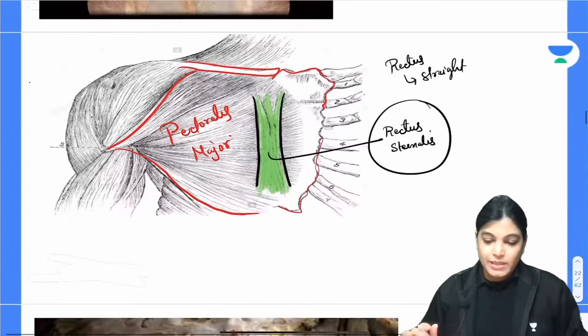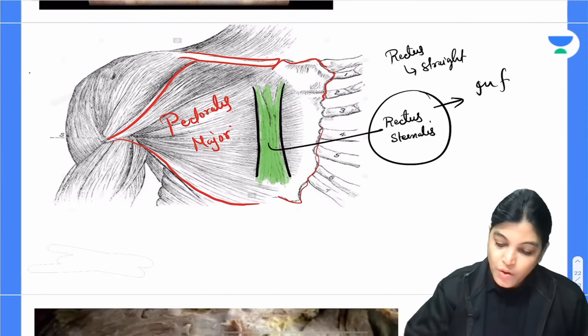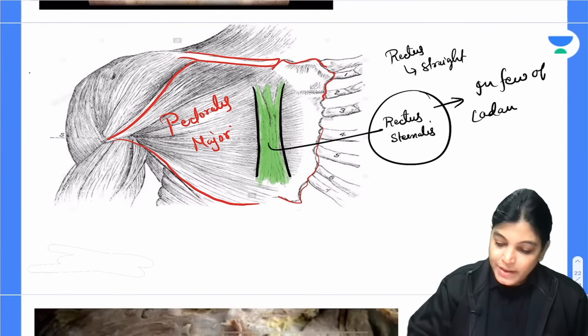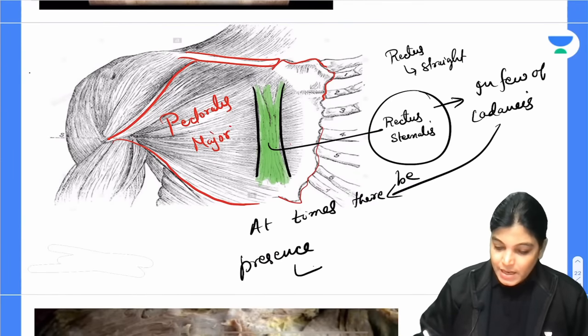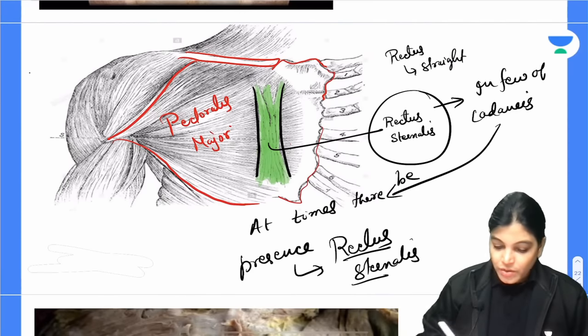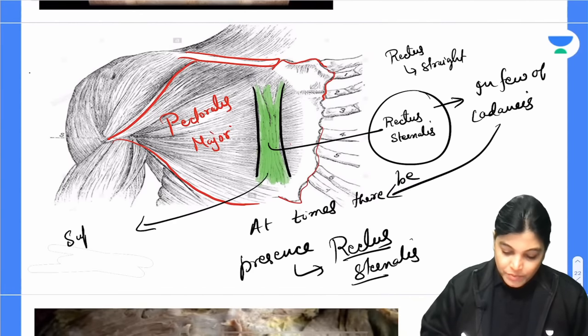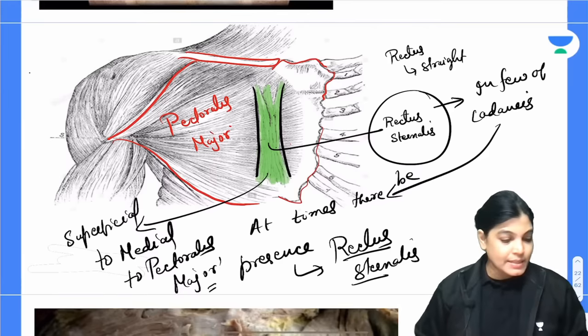Is it okay? What do you mean by rectus sternalis? In a few cadavers, at times, not in all cases, there can be the presence of the rectus sternalis muscle. The location of rectus sternalis muscle is superficial to the medial part of the pectoralis major muscle. Is it clear to everyone? Are you understanding?